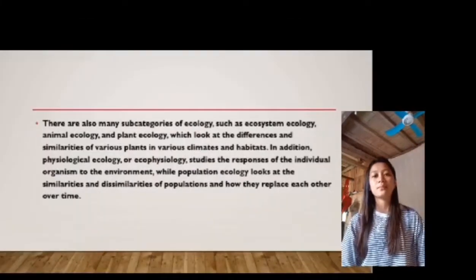There are so many subcategories of ecology such as ecosystem ecology, animal ecology, and plant ecology, which look at the differences and similarities of various plants in various climates and habitats. In addition, physiological or ecophysiology studies the responses of the individual organism to the environment, while population ecology looks at the similarities and dissimilarities of populations and how they replace each other over time.